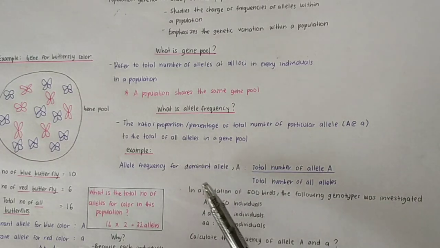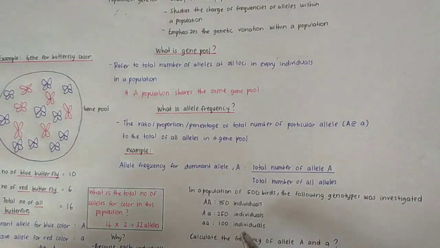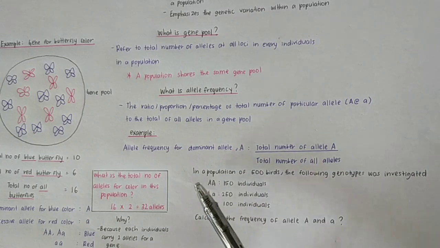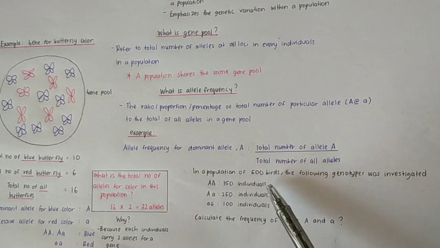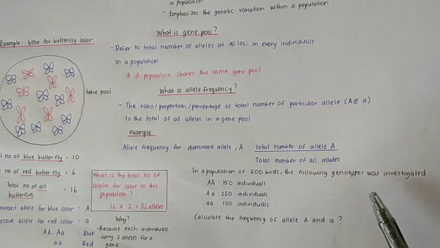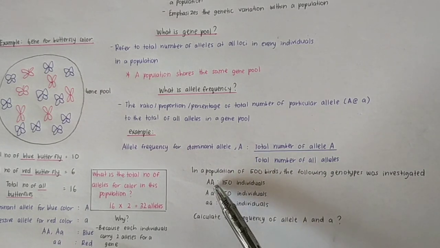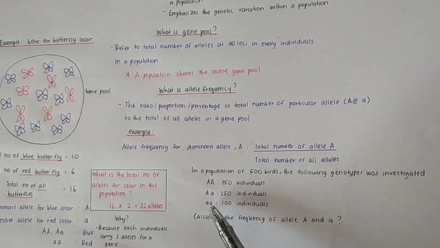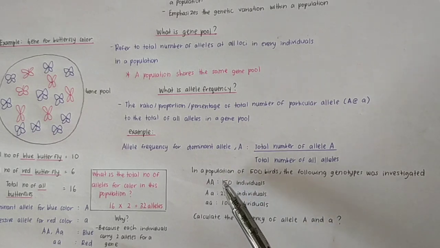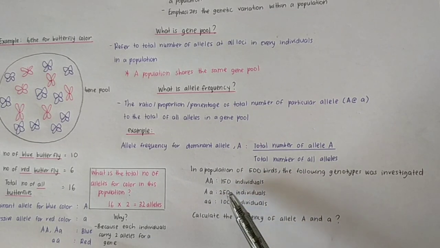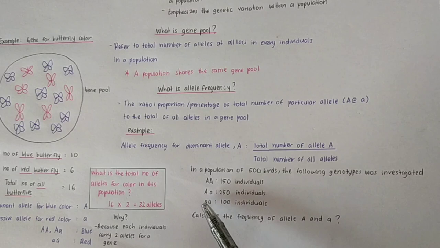So in this case, kita nak cari dulu allele frequency for dominant allele. Let's say if you look at the question here, in a population of 500 birds, the following genotypes was investigated. If you look at the population here, it has homozygous dominant individual, heterozygous and also homozygous recessive. For homozygous dominant, dia punya genotype adalah A besar, A besar. So, the number of the individuals are 150 individuals. For heterozygous, A besar, A kecil, the number of individuals is 250 individuals. And then for homozygous recessive, A kecil, A kecil, the number of the individuals are 100.